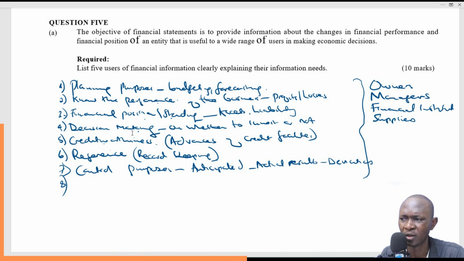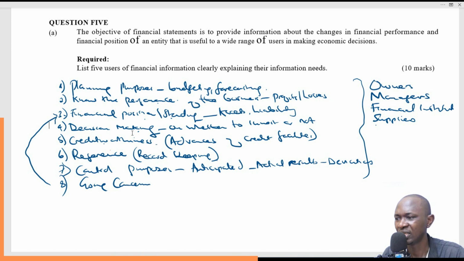Even customers, to check on the loyalty state and the going concern. Going concern, very important. That is from the performance of the business. The customers will want to check if the business is a going concern, so that they don't create a relationship with a business that is going to dissolve the following day. How do they check? They check on the books of accounts. And this one, basically financial position and standing, is very important for customers.